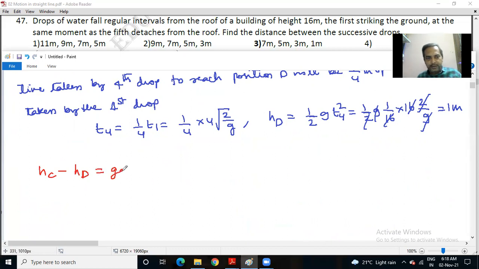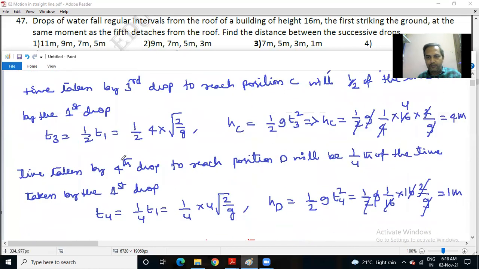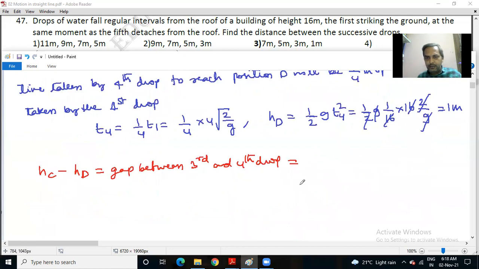So this is the gap between the third and fourth drop. HC you got as 4 and HD you got as 1. So 4 minus 1, which is 3 meters.